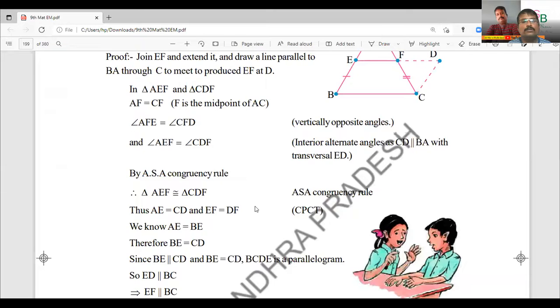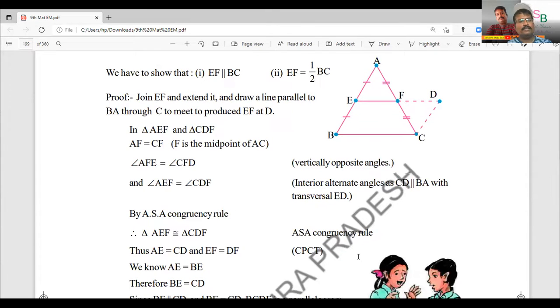In triangle AEF and triangle CDF, AF is equal to CF, because F is the midpoint of AC.